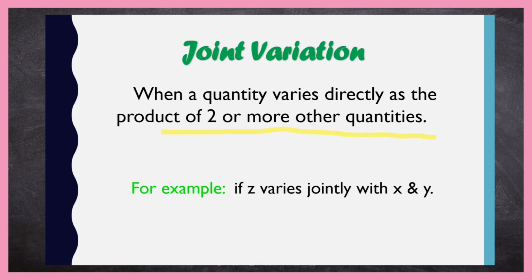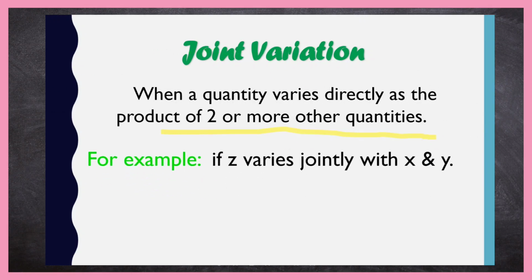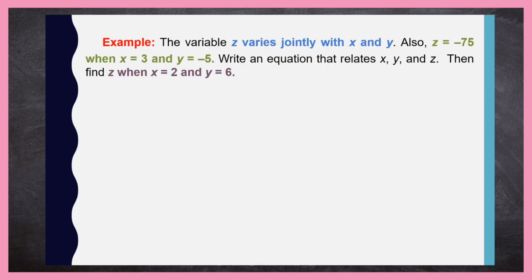For example, if Z varies jointly with X and Y, we have the mathematical equation Z is equal to KXY. Let us have an example of joint variation. The variable Z varies jointly with X and Y. Also, Z is equal to negative 75 when X is equal to 3 and Y is equal to negative 5. Write an equation that relates X, Y, and Z. Then, find Z when X equals 2 and Y equals 6.